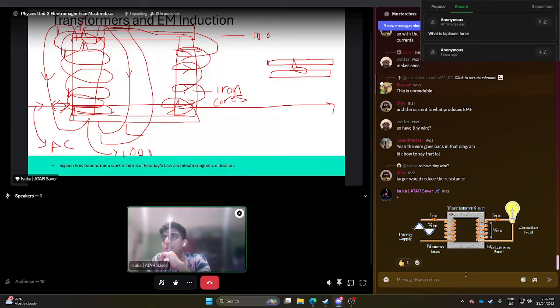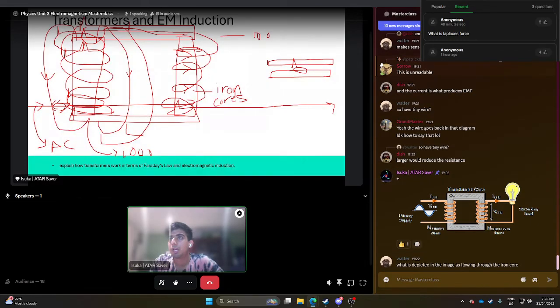So with the same voltage, different radius wires might produce different currents. Oh, okay, interesting. And the current is what produces... Yeah, that's great. EMF is technically the driving force of current. So yeah, with the same voltage, different radius wires might produce different currents. That's actually interesting. Thank you for that, Dish. That's really good.